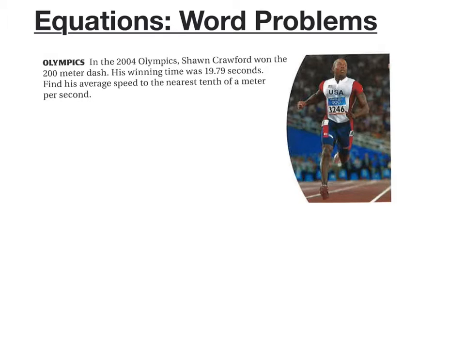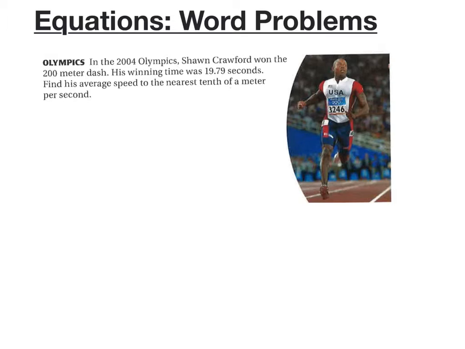In our first example here, we have a situation from the Olympics in 2004. You guys all remember that, right? In the 2004 Olympics, Sean Crawford won the 200-meter dash. His winning time was 19.79 seconds. Find his average speed to the nearest tenth of a meter per second.